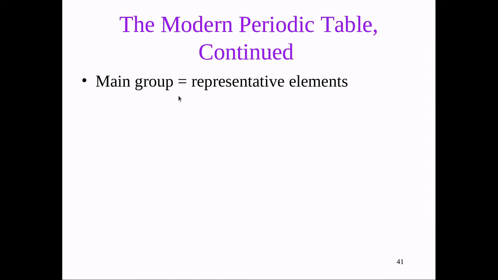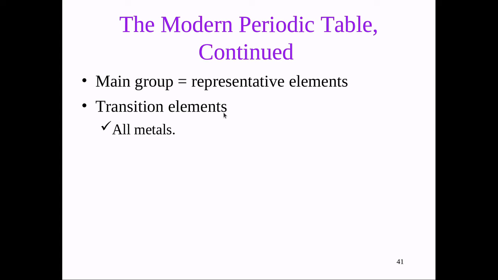So we have our main group or representative elements, and I'm going to show you in a moment which exactly are called the main group elements, but these guys tend to have properties that are going to be important for us in the next section about ions and stuff, because we know something about these guys.